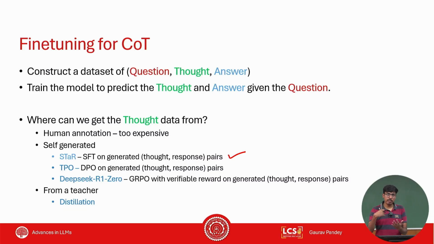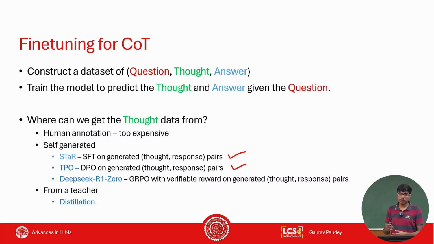You can also do something like DPO, where you generate multiple thoughts and pick the one that has the highest reward, pick the one that has the lowest reward, and make a preference pair out of them. So we'll look at that also, which is your TPO work. And the DeepSeek R1-Zero effort is basically you generate multiple thoughts and responses, and then verify the correctness of the final solution, use that as a reward, and then do reinforcement learning. That's what DeepSeek R1-Zero did.